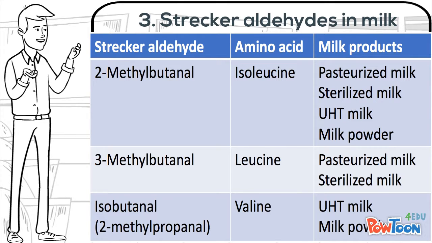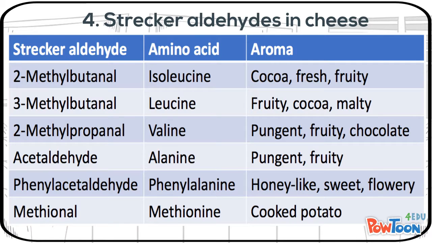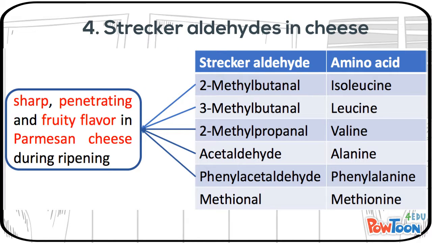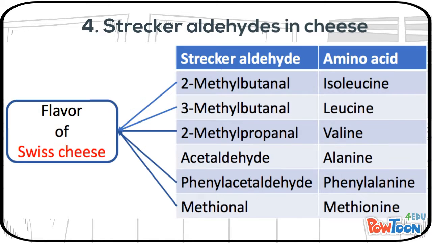Aside from processed milk, cheese is another dairy product that contains Strecker aldehydes. 2-methylbutanal, 3-methylbutanal, 2-methylpropanal, acetaldehyde, phenylacetaldehyde, and methional are common Strecker aldehydes that can be found in cheese varieties. Among them, the first three aldehydes can contribute to the nutty flavor in aged cheddar cheese. In Parmesan cheese, three of them combined with acetaldehyde and phenylacetaldehyde can contribute to the formation of a sharp, penetrating, and fruity flavor during the cheese ripening. In addition, in other cheeses some Strecker aldehydes were also detected, including 2-methylbutanal, 3-methylbutanal, 2-methylpropanal, phenylacetaldehyde, and methional.